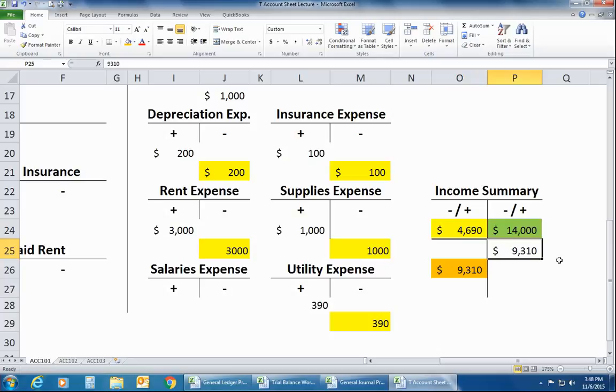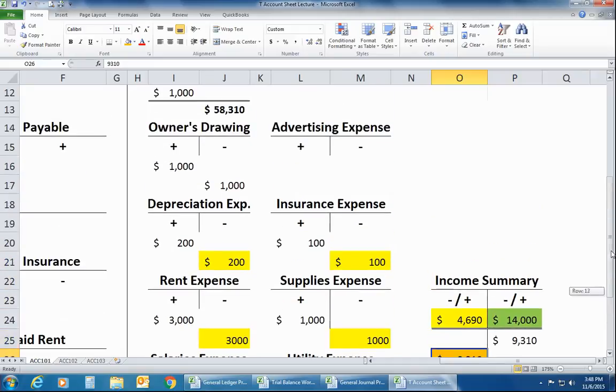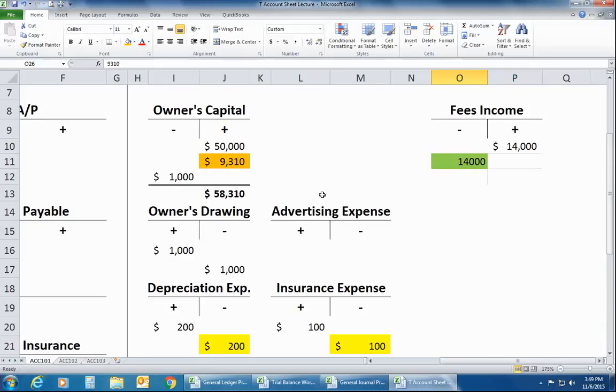Now what we're going to do is we're going to go through and zero out the income summary account. We add a debit entry of $9,310 to that account, and at the same time we're going to now credit our owner's capital account. Previously they had a $50,000 balance, so we're going to add another $9,310 to that, giving them a $59,310 balance. The last stage we go through is zeroing out our owner's drawing account.